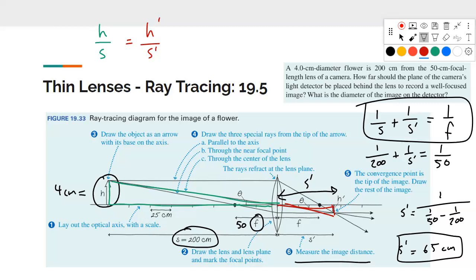And so in order to find the new diameter h prime, we just rearrange this equation here. So it's s prime h over s, and plugging into this, I get 1.3 centimeters roughly. And so that's showing you that the image here, and you can see from the diagram that this checks out, the image would look smaller than the object itself.